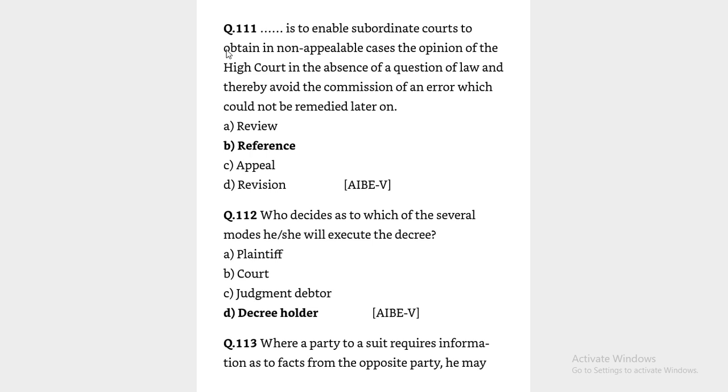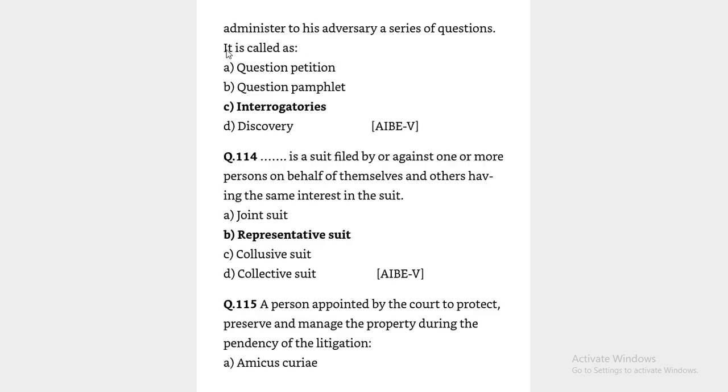Where a party to a suit requires information as to facts from the opposite party, he may administer to his adversary a series of questions. This is called interrogatories. A representative suit is a suit filed by or against one or more persons on behalf of themselves or others having the same interest in the suit.